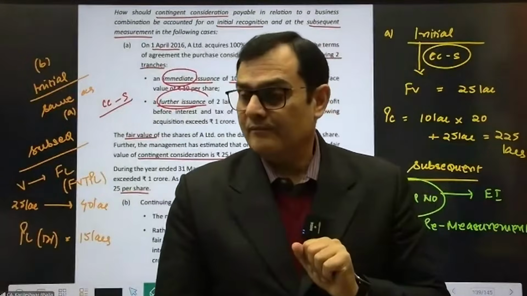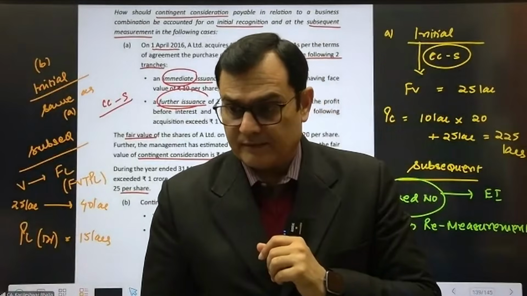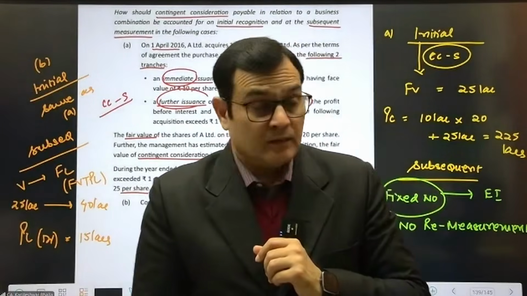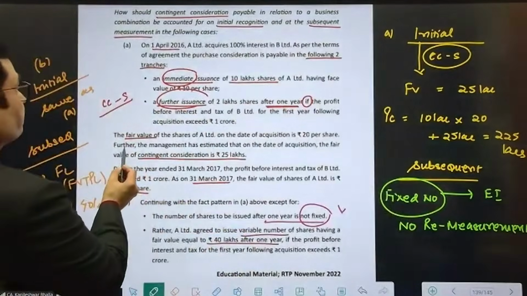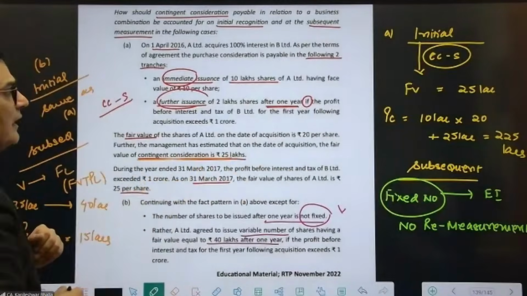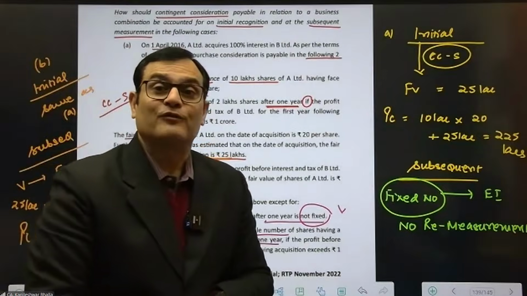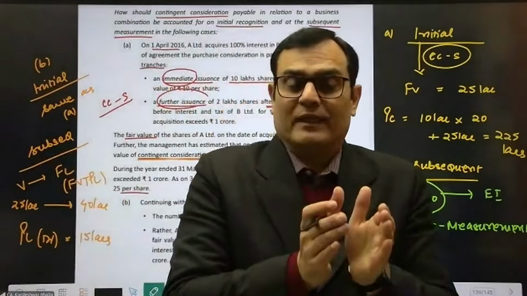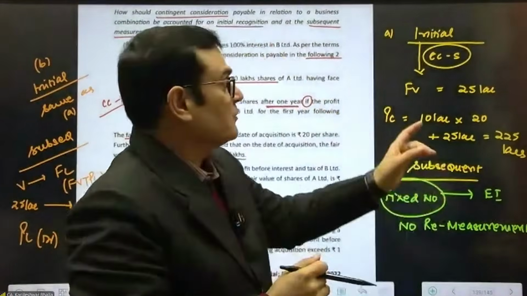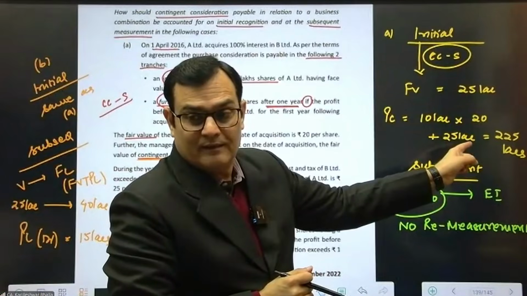No, sir. PC is equal to 10 lakh shares into 20 rupees fair value. Further issue of 2 lakh shares is not considered. No, you see, it's given out here. The management estimated the fair value of the contingent consideration is 25 lakhs. So for the 2 lakh shares which you're issuing, you need to get the fair value of that CC. That 2 lakh shares which will be issued has been fair valued at 25 lakhs. So that 25 lakhs which you have taken is nothing but the fair value of the CC. Okay, you got my point?